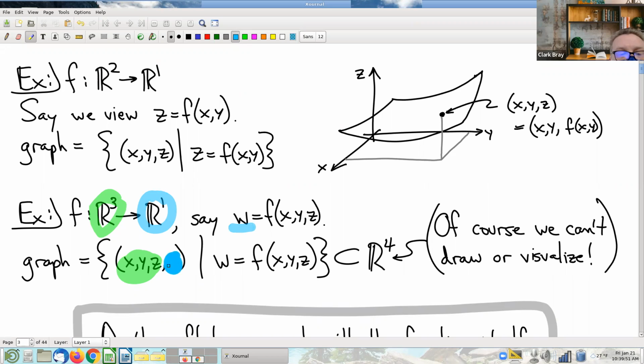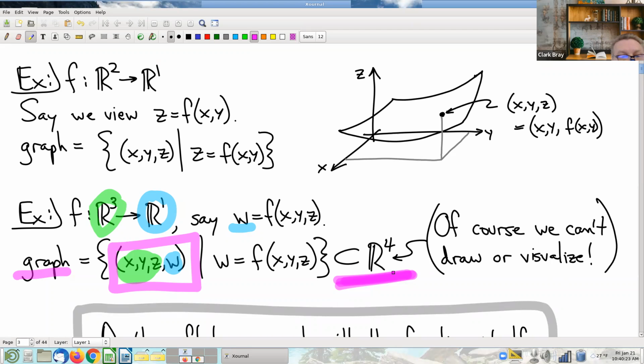Let's call it W. And that means that points on this graph are going to be points with three input variables and one output variable. They're going to be points with 4 coordinates. They're points in 4 dimensions. And I can't draw that, not even on a good day. Just forget about it. It's not really on the table.